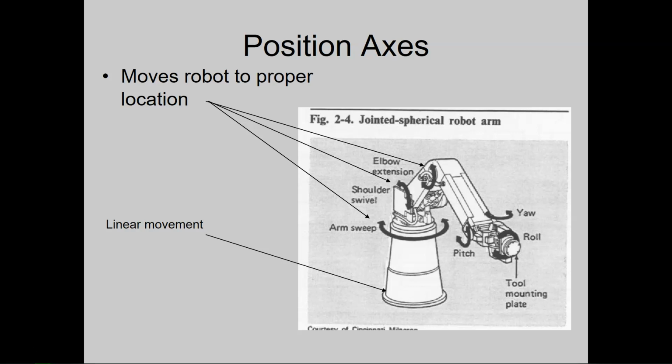And if the robot is mounted to a track, that is another positional axis, but those tend to move in a linear fashion. Otherwise, all of these are rotational.